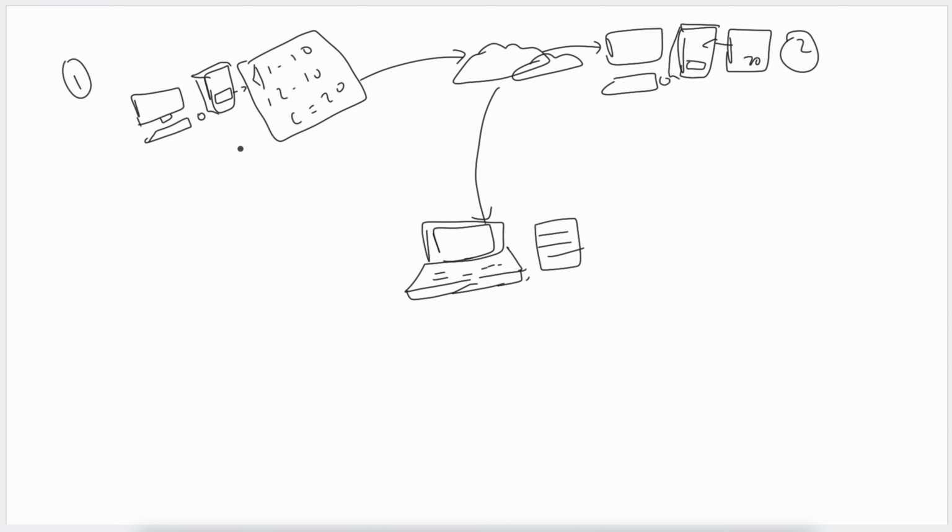So we need to find a way. Now let's say I'm creating the first block. Before creating the block, I need to create a chain. This first block is called the Genesis block.